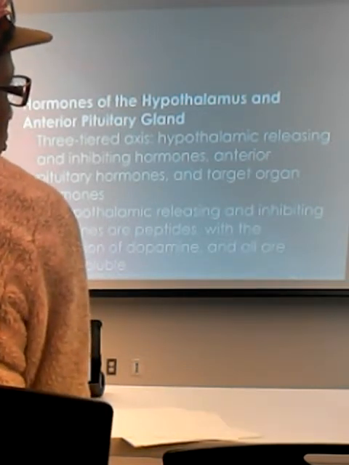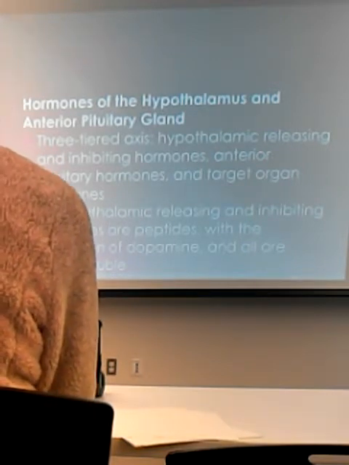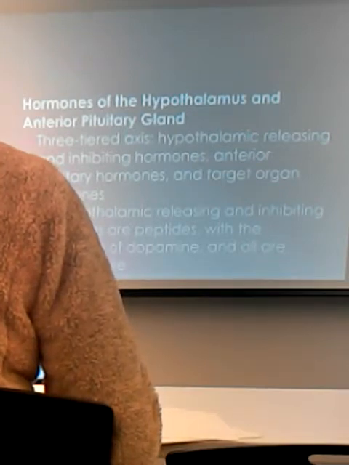So this is a negative feedback mechanism, which you guys have all heard about already a million times probably, and this is a three-tiered axis. With anterior pituitary, everything is a three-tiered axis. So it's this, this, and this.